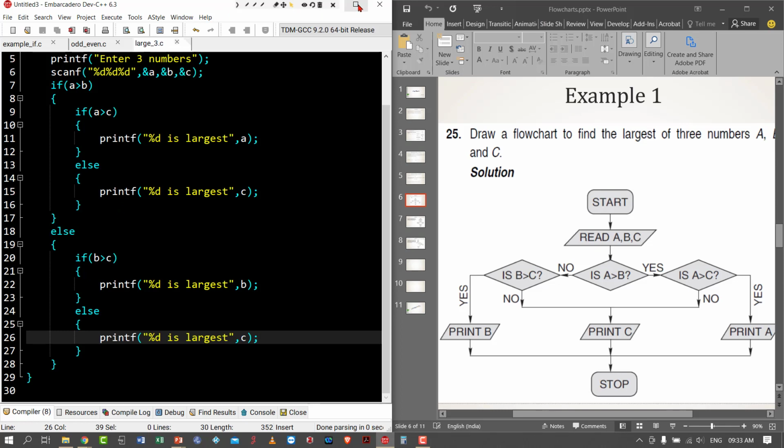So the program is completed. And now I hope you understood how to convert a flowchart to a program.